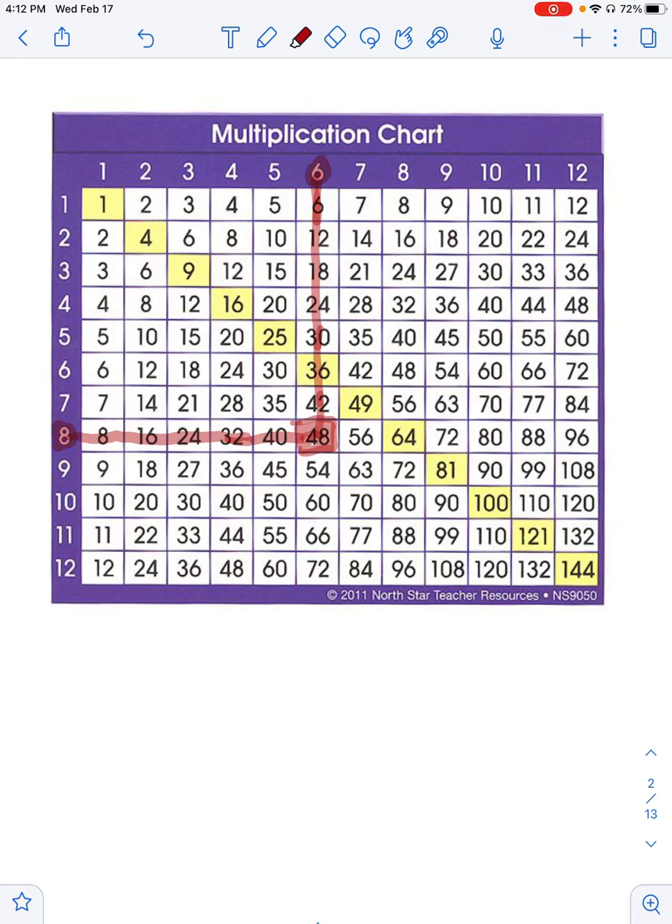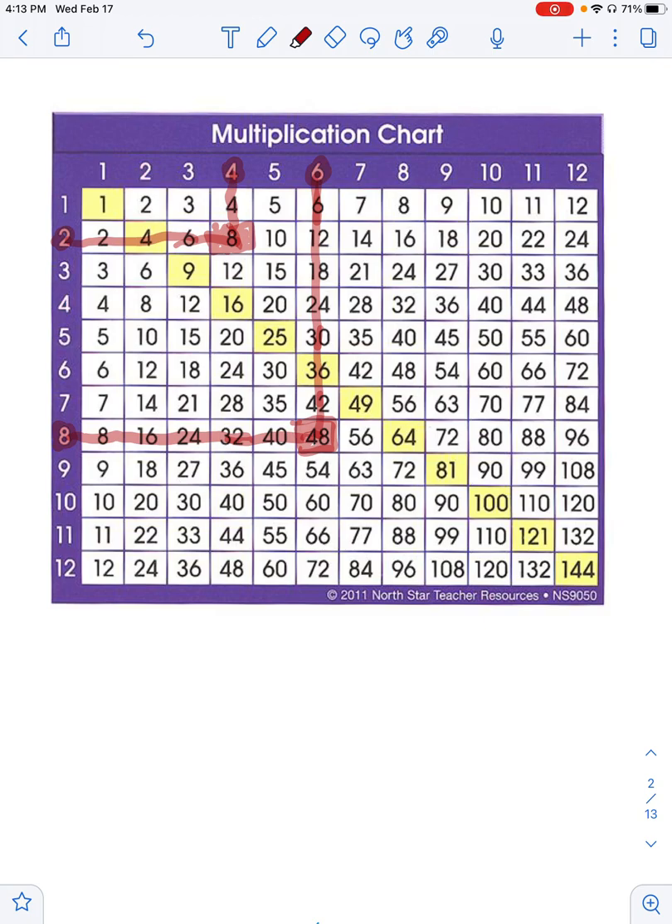I'll show you one more. Let's do 4 times 2. I can find the 4 up here and the 2 over here. I'm going to drag this across and this one across at the same time until they meet up. That will be my answer. So 4 times 2 is 8. Also, 2 times 4 is 8. So it doesn't matter which number you choose, just make sure to choose the other one on the other side.